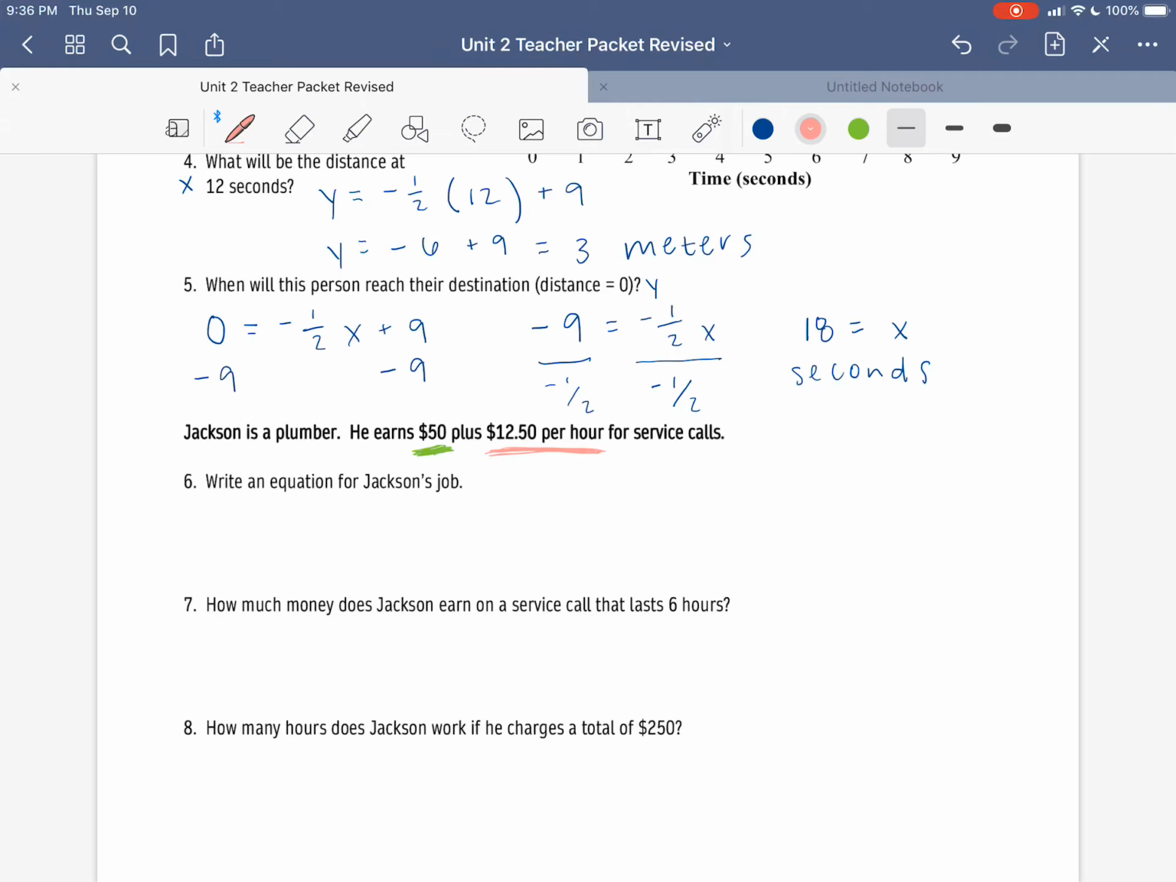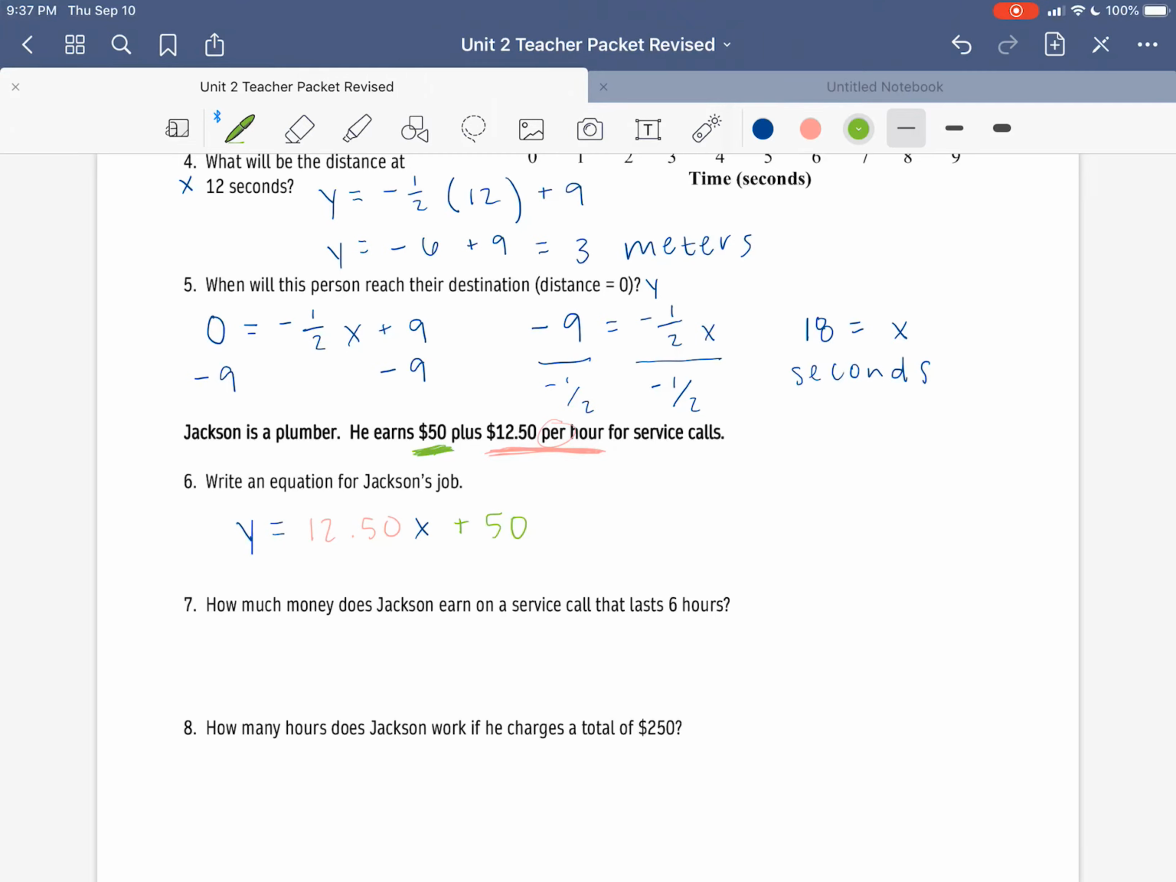And we said that the word per is one of our signal words to tell us that we're looking at rate of change. So in writing this equation, we would write y equals 12.50x, and that's because the amount of money he gets from that piece depends on how many hours he works, but then he always gets the $50, so plus 50.